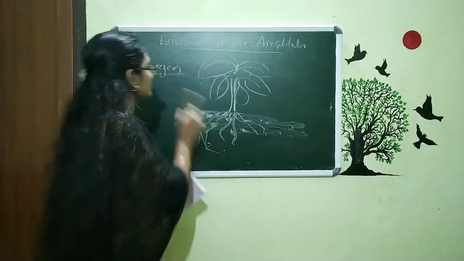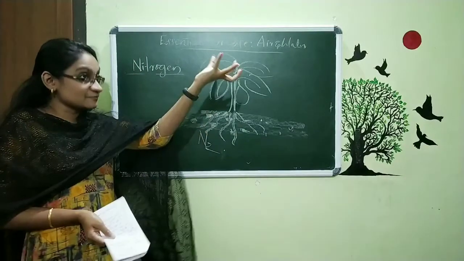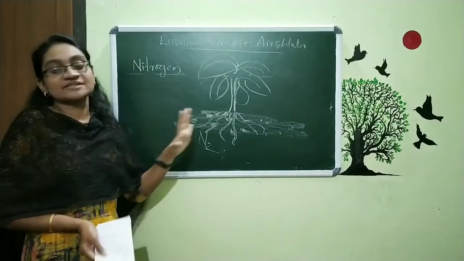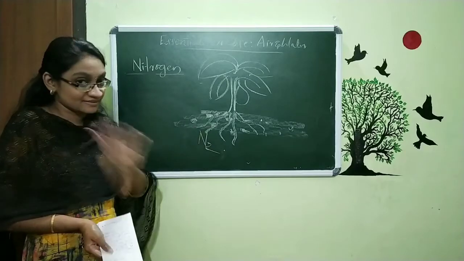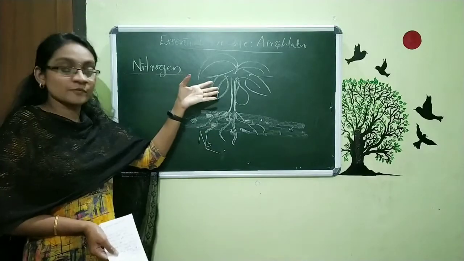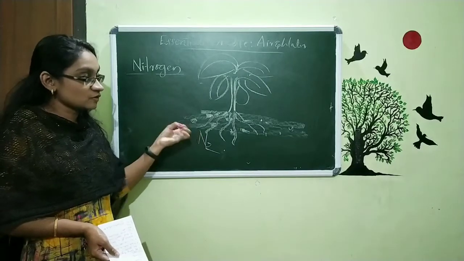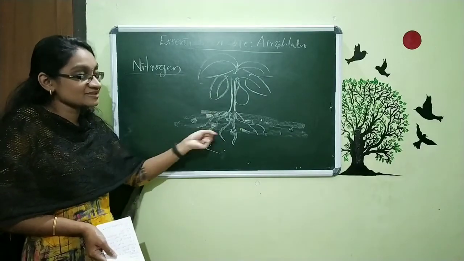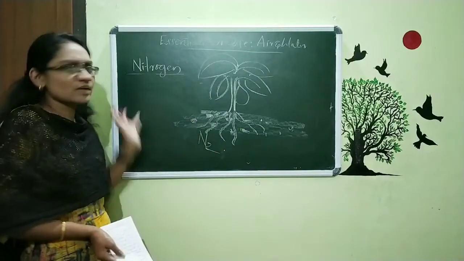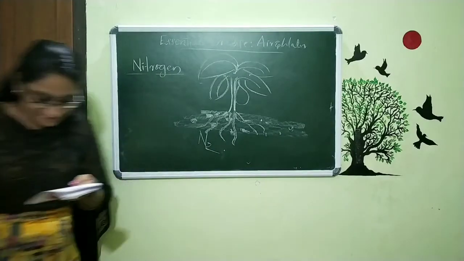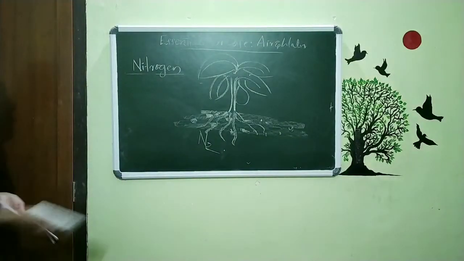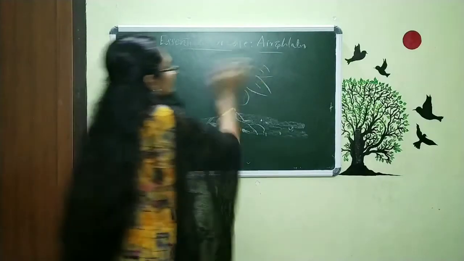So don't think that we are getting nitrogen from the atmosphere directly. No such direct absorption. That is not possible for the plants also. Where is it coming from? These plants are absorbing it from soil. So that is all about nitrogen. I hope it's clear. And the next is carbon dioxide.